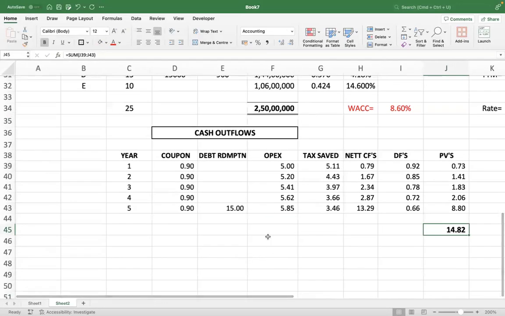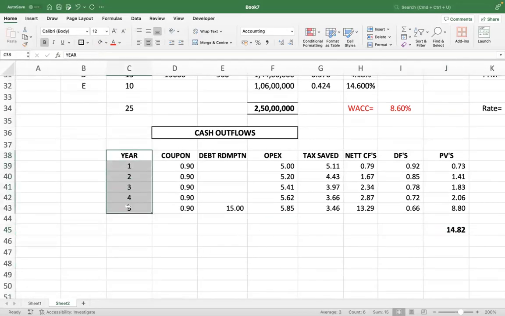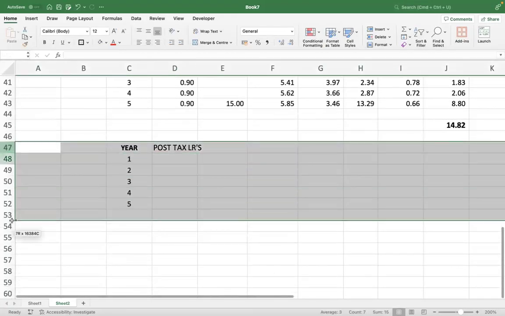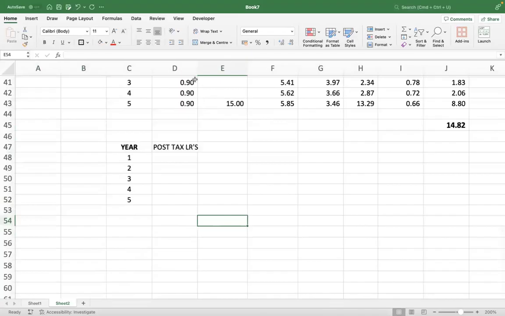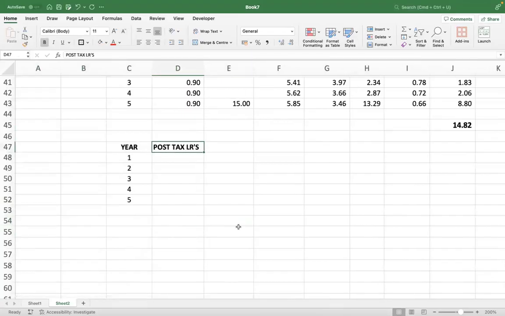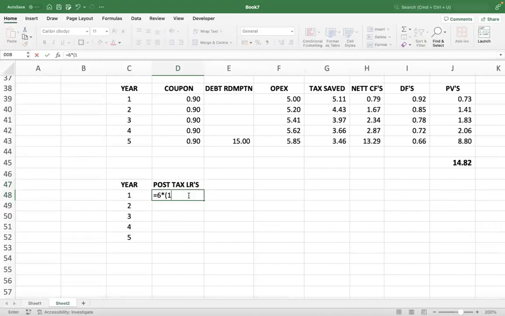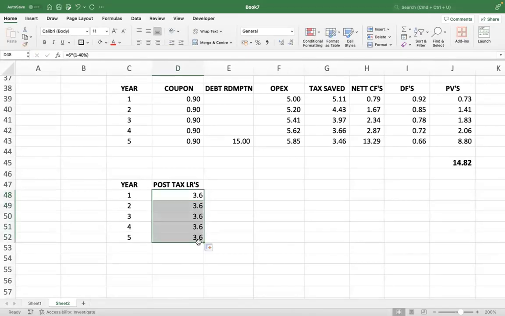But if I go for the lease option, then what is going to happen? अगर मैं lease option के लिए जाता हूं तो क्या होगा? I will just take the post-tax LRs. LR stands for lease rentals. What is my annual lease rental? $6 million. So I'm going to take 6 into 1 minus 40%. So ये हो गया आपका post-tax lease rentals.